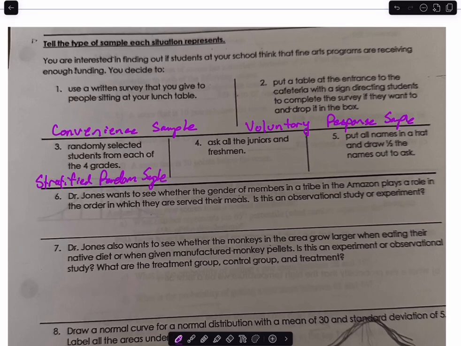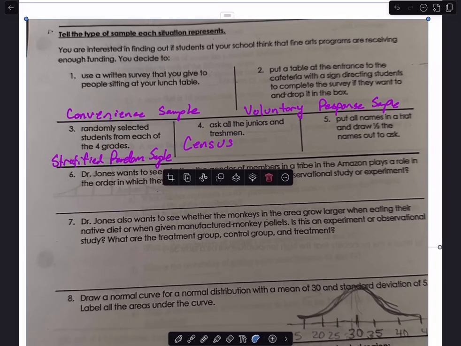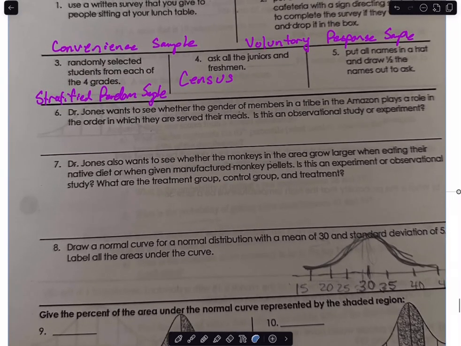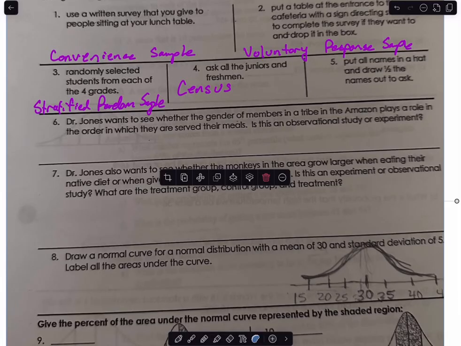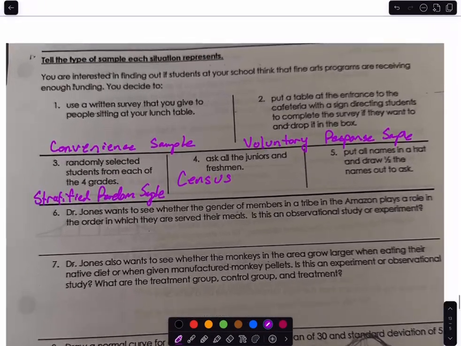So this one was considered a census. It could also be a convenience sample. I'll put that in parentheses. I don't know why I still know this.